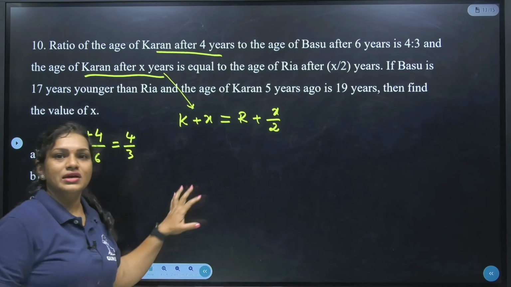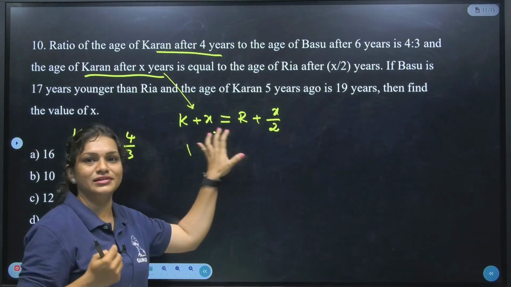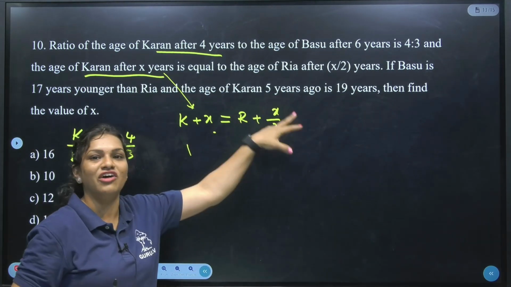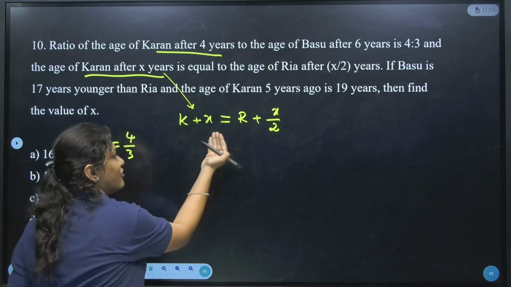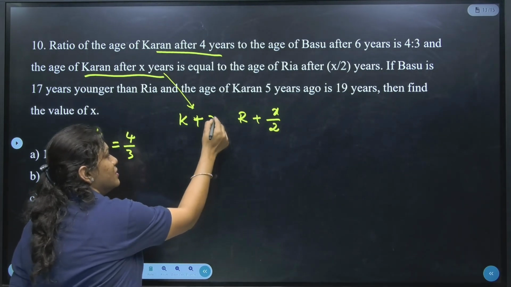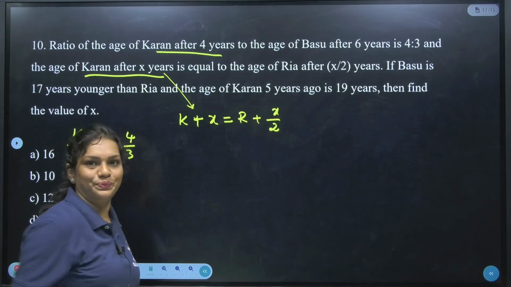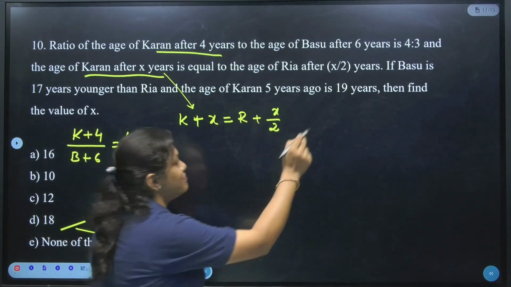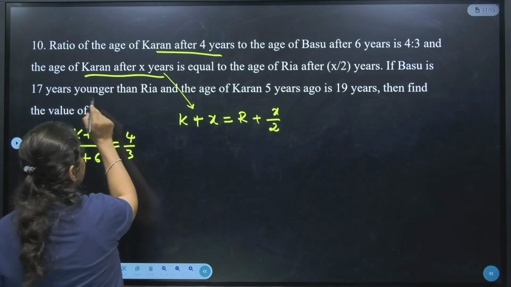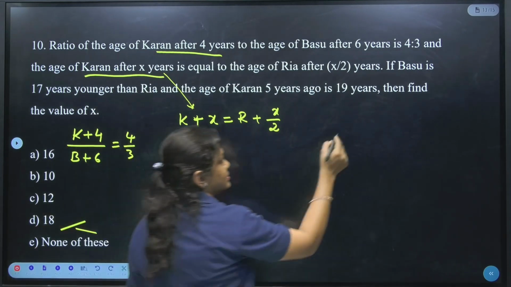Is it clear? Karan's age after X years is equal to Riya's age after X/2 years. Since they are saying "after", I can take it as plus X and plus X/2. Is it clear? Next. If Basu is 17 years younger than Riya, try to understand.